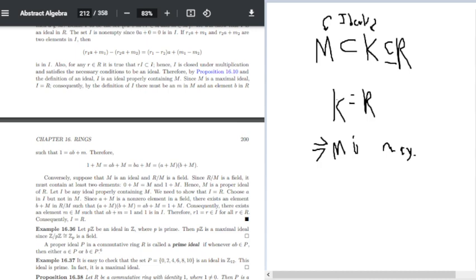Choose an element a in I but not in M. Since a + M is a non-zero element in a field, there exists an element b + M in R over M such that (a + M)(b + M) = ab + M = 1 + M. Consequently, there exists an element m in M such that ab + m = 1, and 1 is in I. Therefore, r1 is in I for all r in R, and consequently I is equal to R.